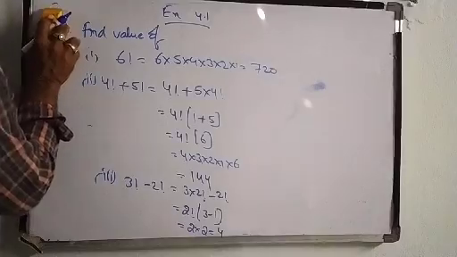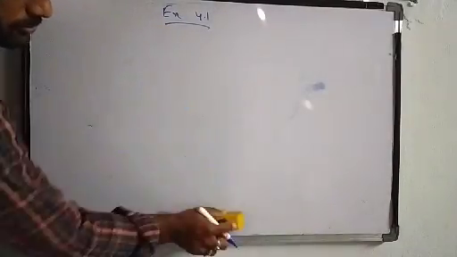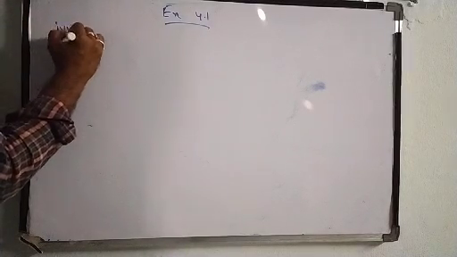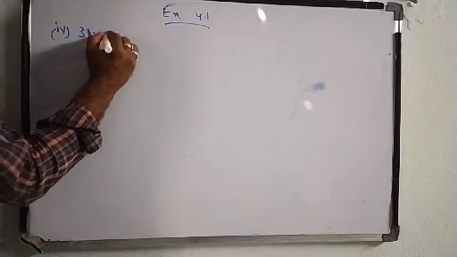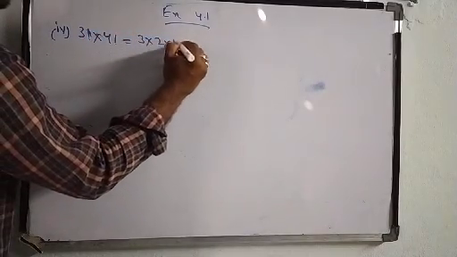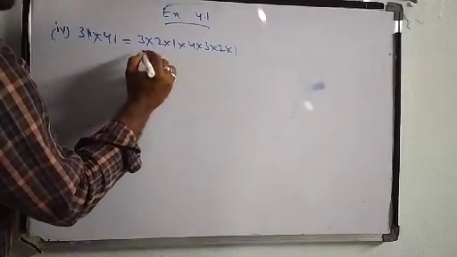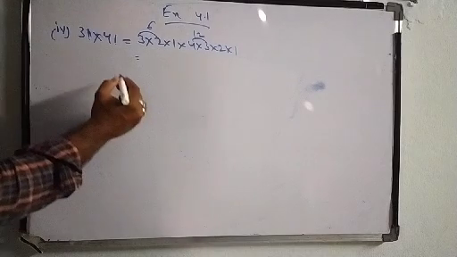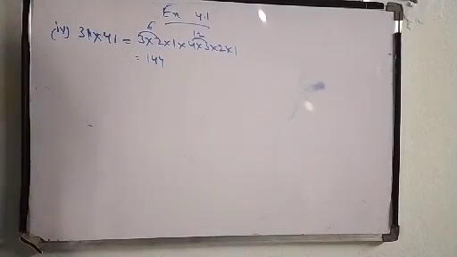Next, let us take the fourth subdivision. So in the fourth subdivision, we have 3 factorial into 4 factorial. So 3 factorial means 3 into 2 into 1, 4 factorial, 4 into 3 into 2 into 1. So 3 2 is 6, 4 3 is 12. So 72, 144.